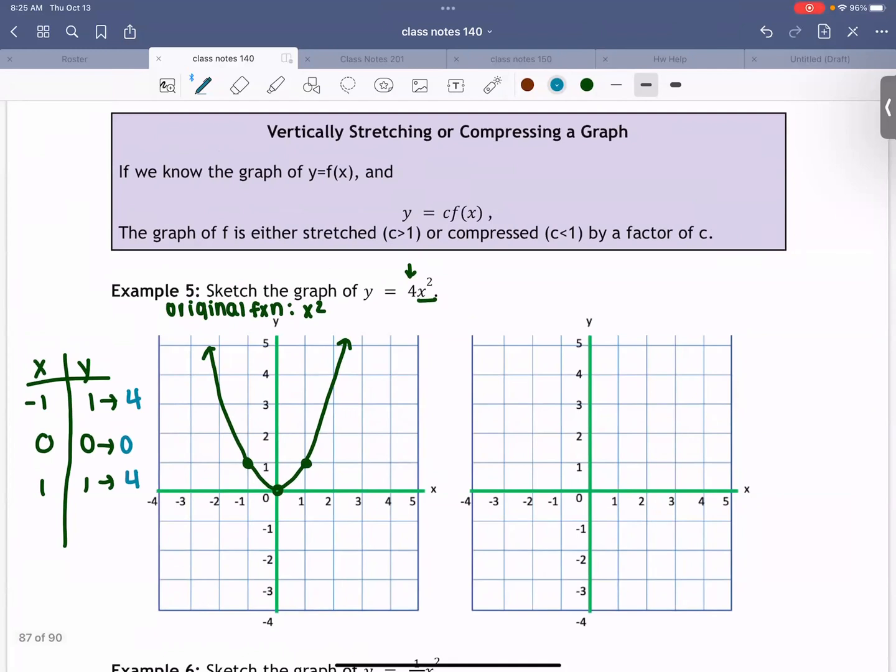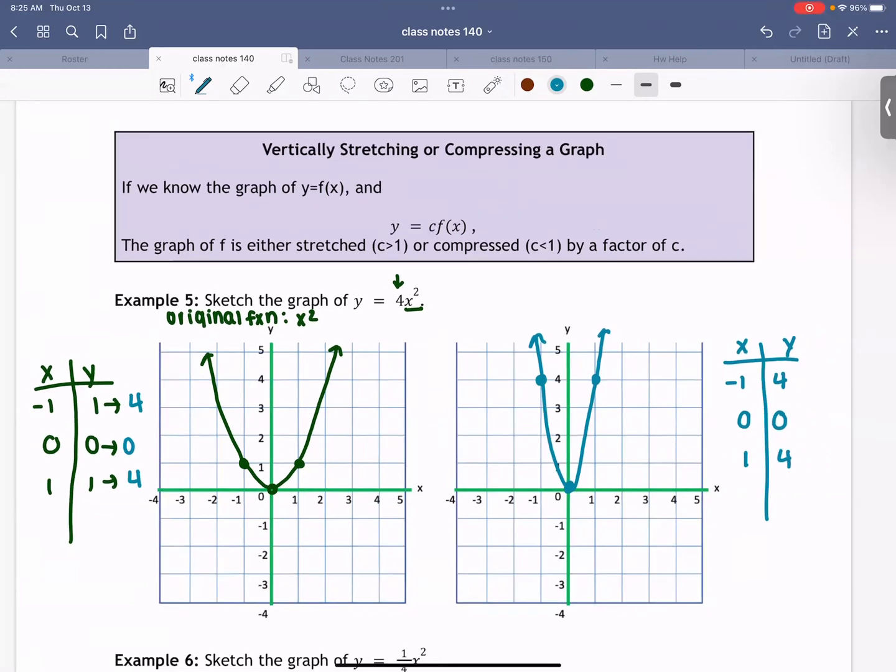So now I have a new set of points, x and y, where negative 1 is now mapped to 4, 0 is now mapped to 0, and 1 is now mapped to 4. Well, I can plot these points. Negative 1 goes to 4, 1 goes to 4, and 0 goes to 0. Connecting these points together, the graph looks like this. And thinking about our vertical stretch, it does look like I'm vertically stretching my function because 4 is bigger than 1. Any question on example number 5?